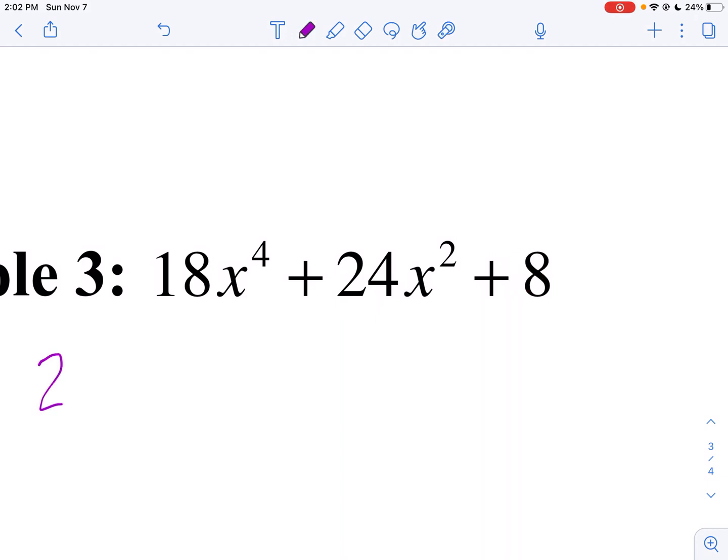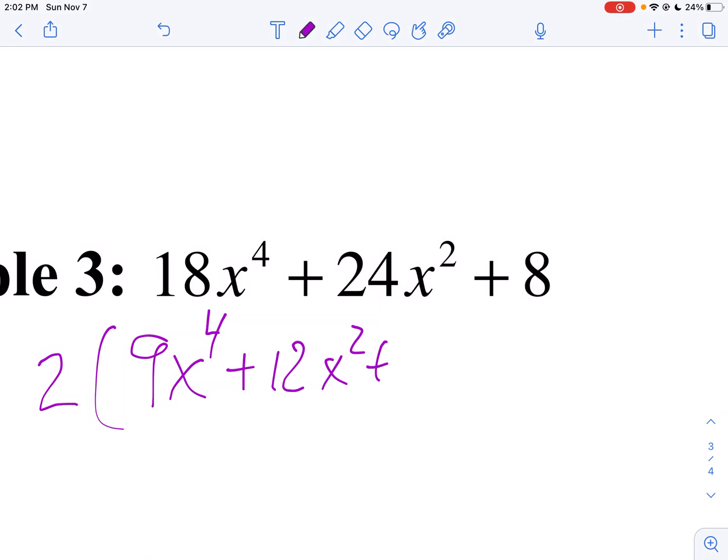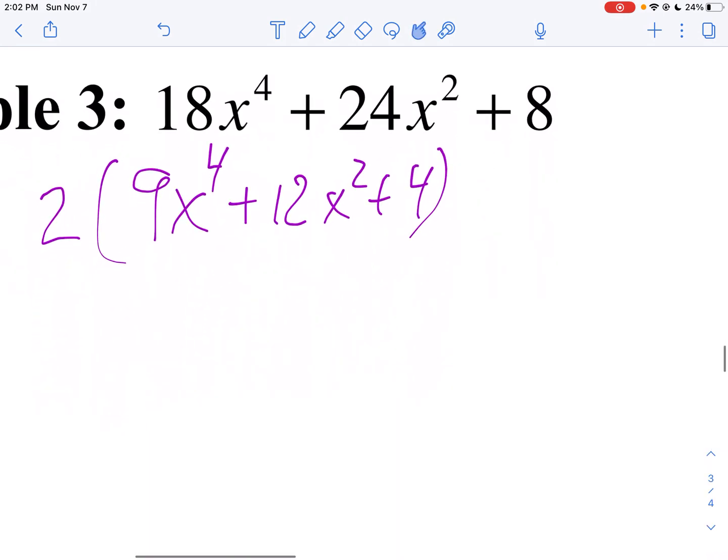So I'm going to factor out the 2. So I'll say 9x to the 4th plus 12x squared plus 4. Now I look inside that parentheses. It's a trinomial. My first term was a perfect square. My last term was a perfect square. I wonder if I could factor that down.